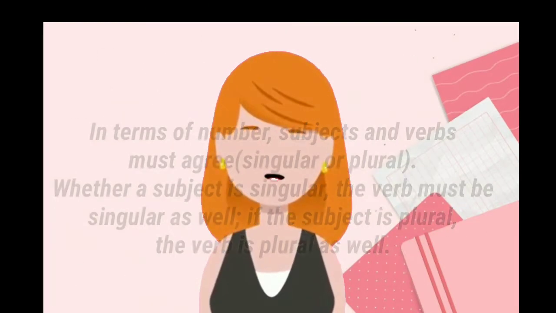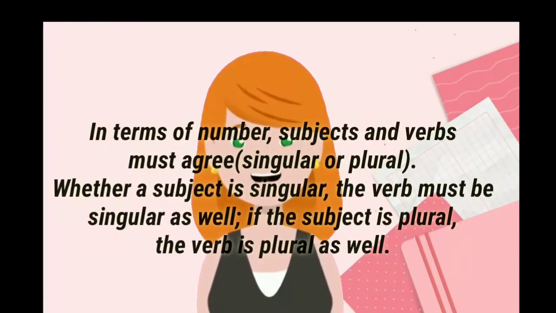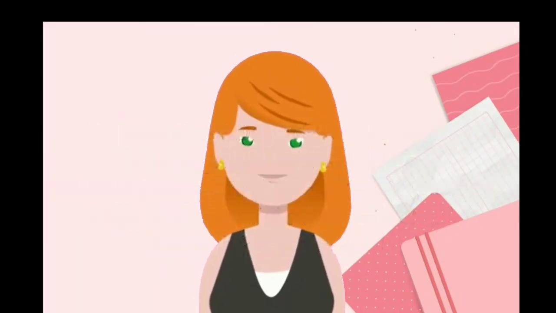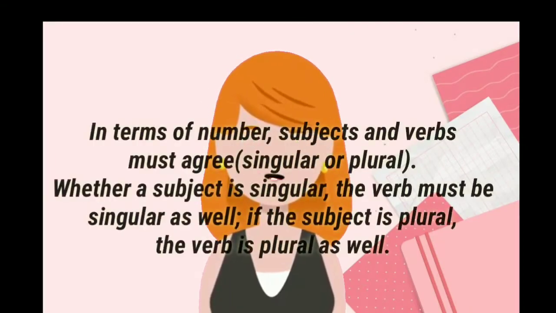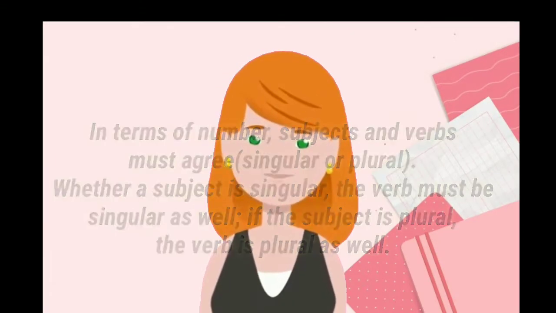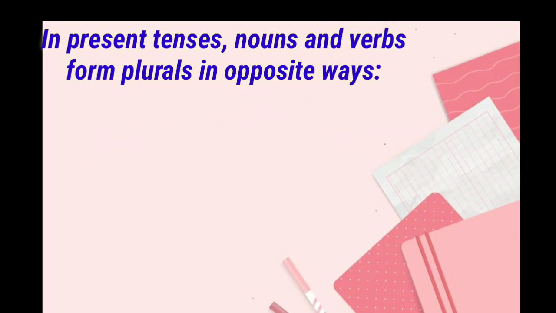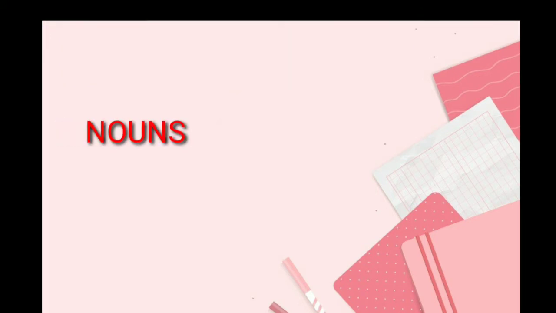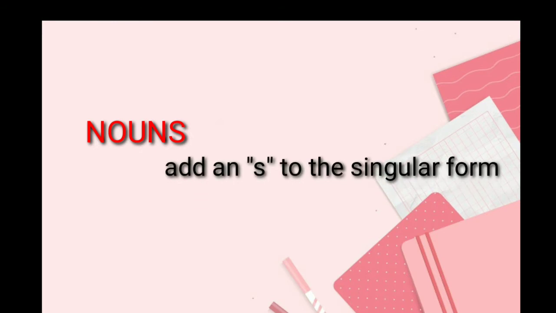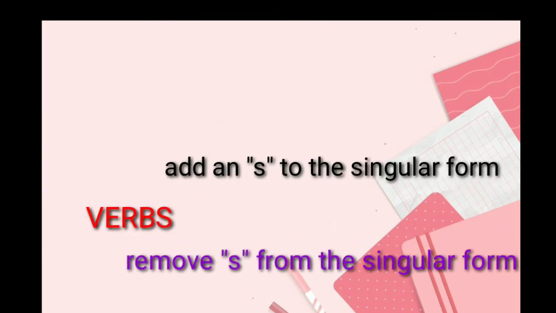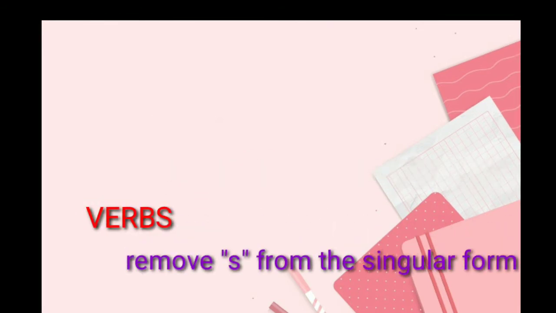In terms of number, subjects and verbs must agree. If a subject is singular, the verb must be singular as well. If the subject is plural, the verb must be plural as well. In present tenses, nouns and verbs form plurals in opposite ways. For the nouns or subject, add an s to the singular form, but for the verbs, remove an s from the singular form. Now let's take a look at these examples.